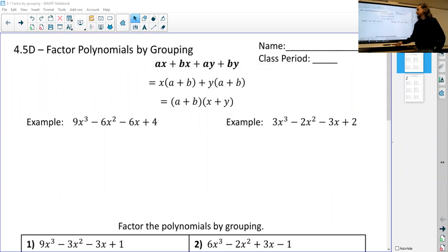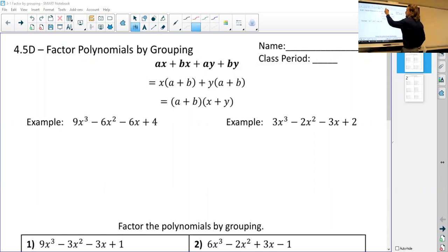Factoring polynomials by grouping. Brand new week. We're finishing up last week. One last day of getting caught up from our snow days. So here's the idea, and we've done something very similar to this before, where if we have a polynomial equation, polynomial function, we want to simplify it down to something we can actually solve for.